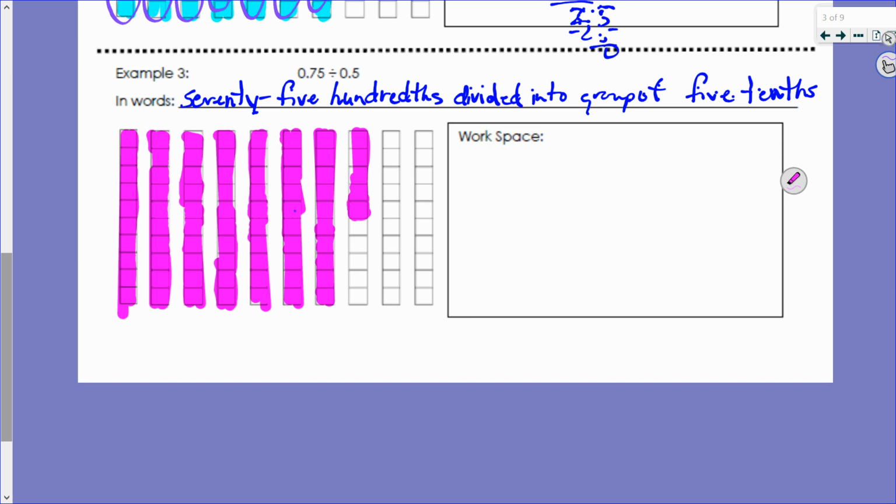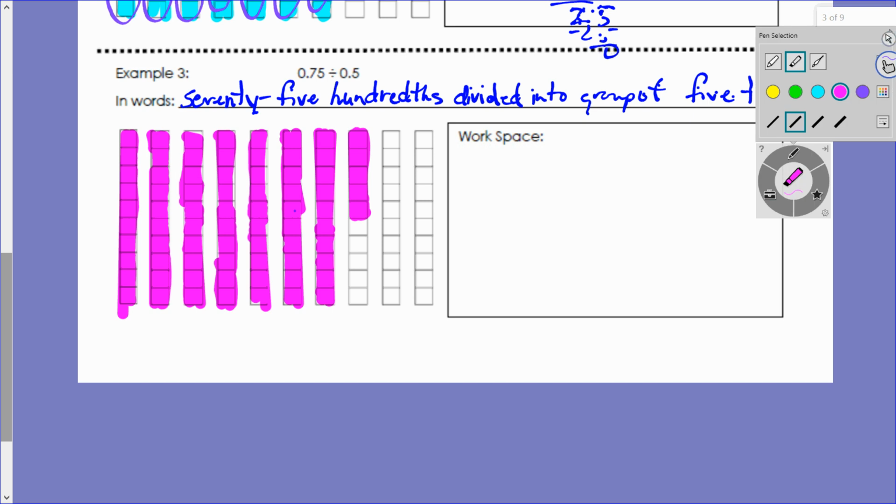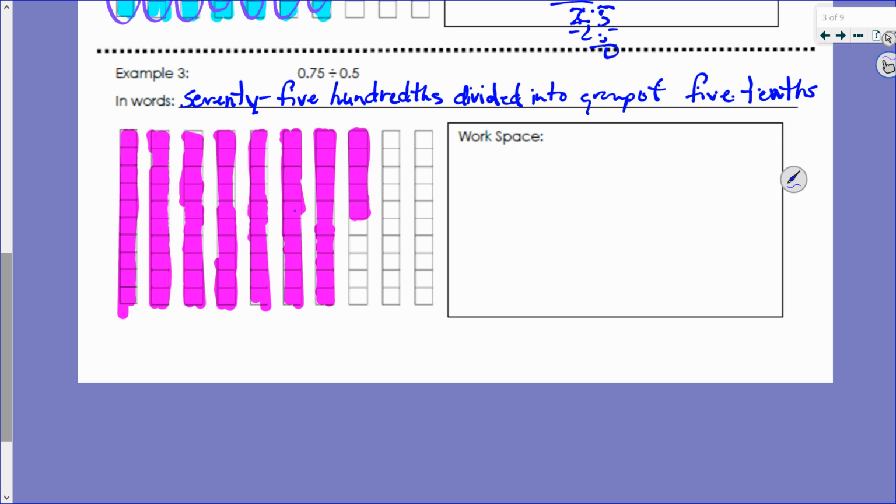Now, we have a big difference this time, though, don't we? So I'm not dividing it into 5 hundredths, am I? Nope. Dividing it into 5 tenths. So how much is 5 tenths? Why do I get 5 tenths? 5 whole columns, right? Yes. So that's 1 tenth, 2, 3, 4. There's 5 tenths. So that's 1 whole 5 tenths, right?